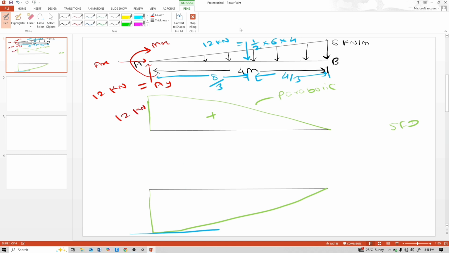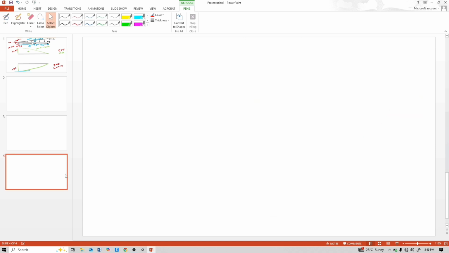Now calculate moment. This 12 kilonewton makes clockwise, so 12 into the distance 8 by 3, it is 32. And this Mx is clockwise, so plus Mx, that means this is minus 32 in the BMD. Unit is kilonewton meter. This SFD unit is kilonewton. So yes, it is correct. Now solve it by using software also.